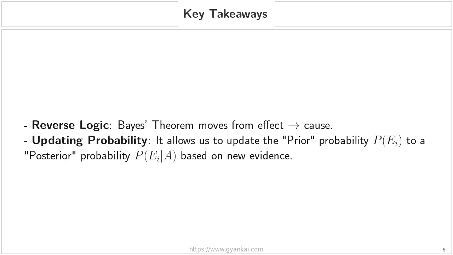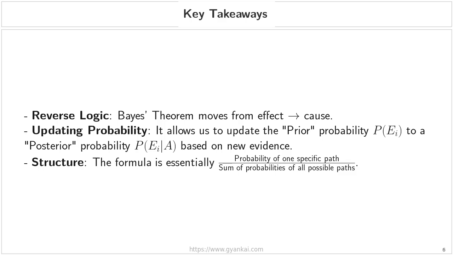Second, think of this theorem as a tool for updating probability. We start with what we call the prior probability, which is the initial probability of an event, written as the probability of E sub i. Once we observe new evidence, represented by event A, we can calculate the posterior probability, which is the probability of E sub i given A. It's essentially the process of refining our initial beliefs based on new data.